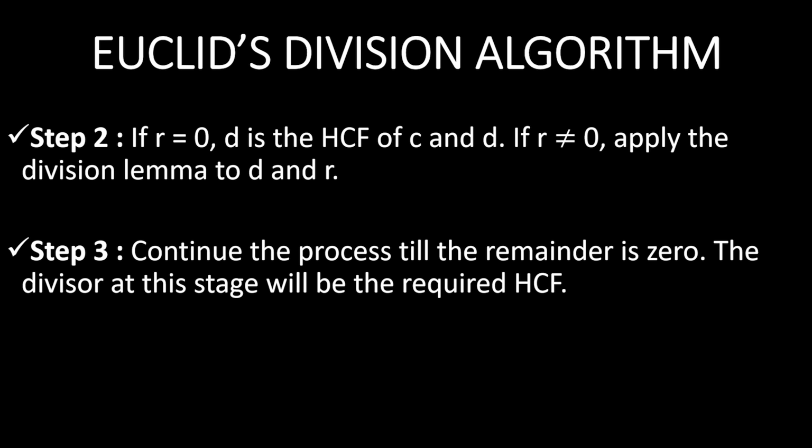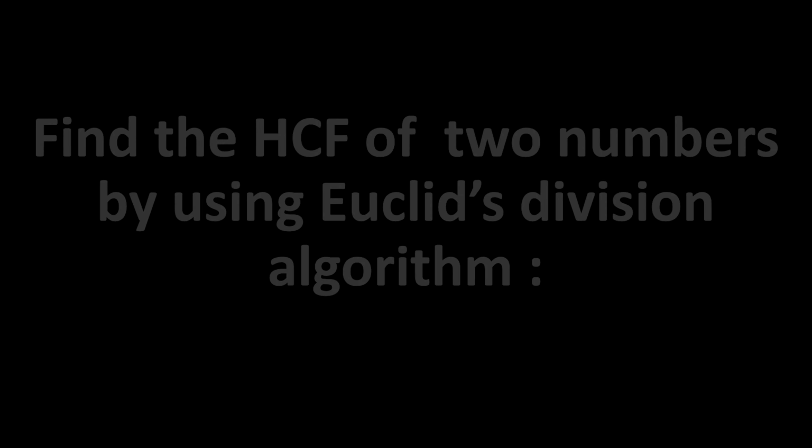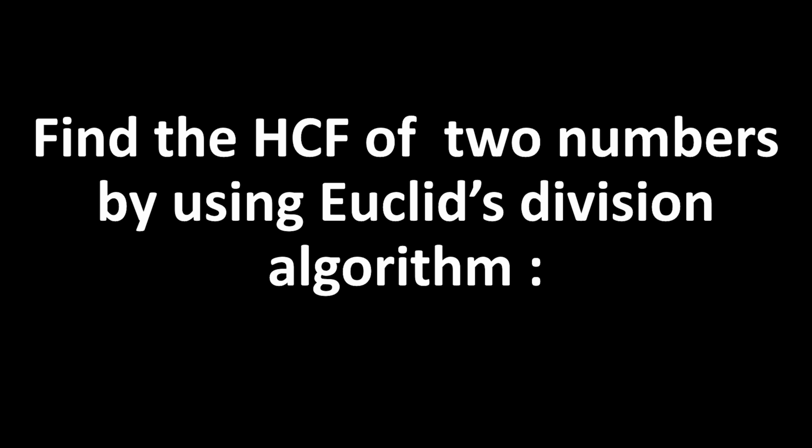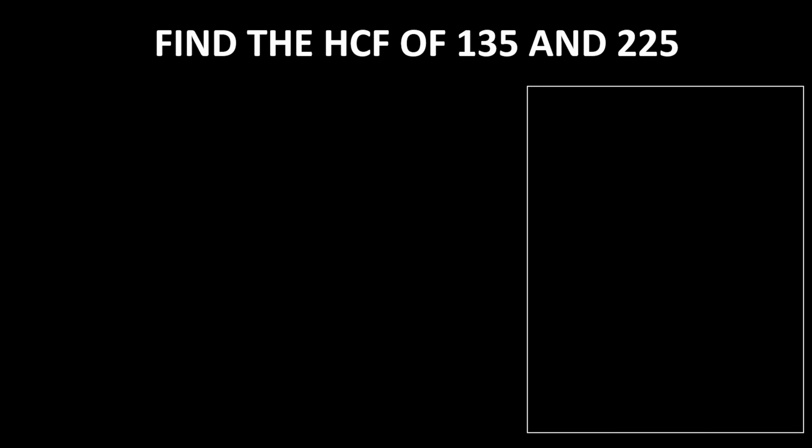So the third step was, we will continue the process till we get remainder as 0. The divisor at this stage will be the required HCF. We are going to solve exercise 1.1, question number 1. Let's read out the question. Find the HCF of two numbers by using Euclid's division algorithm. Now this is the first subpart of question number 1. Find the HCF of 135 and 225. Observe here, 225 is greater than 135. So we are going to take 225 as our dividend, and 135 we will take it as our divisor.